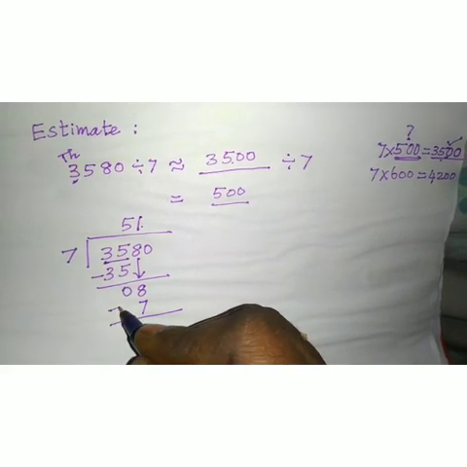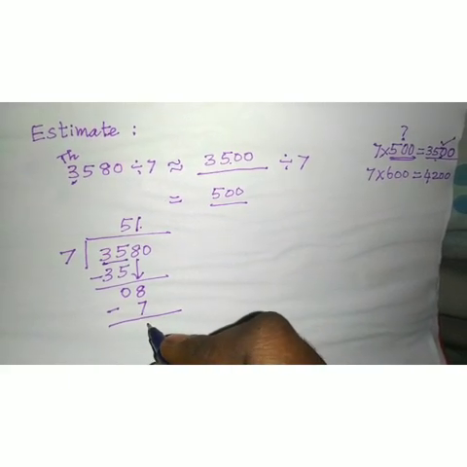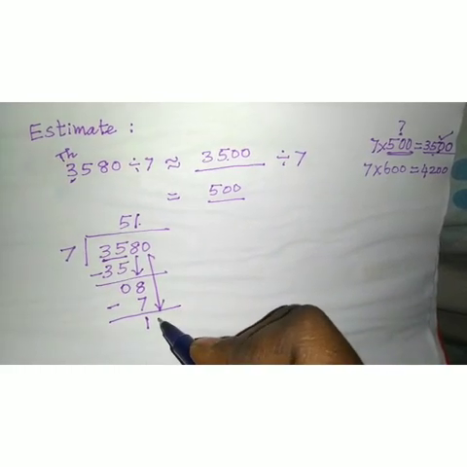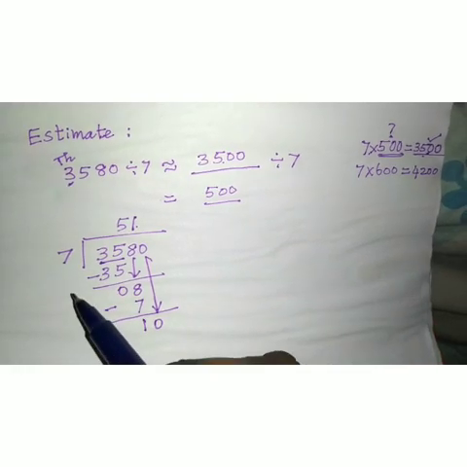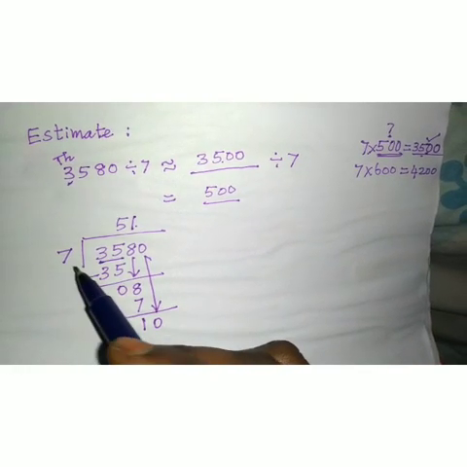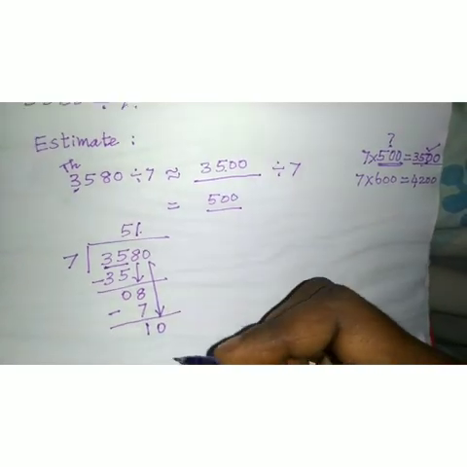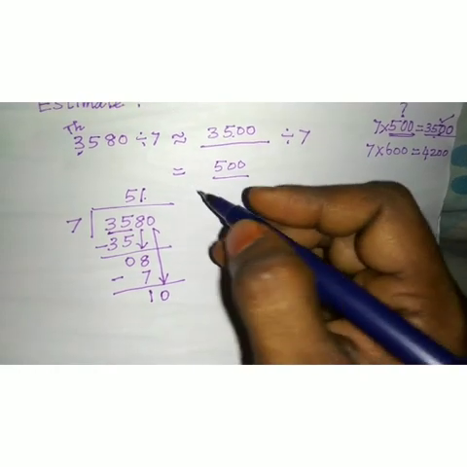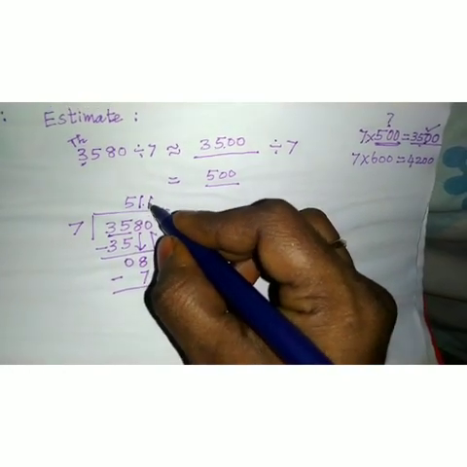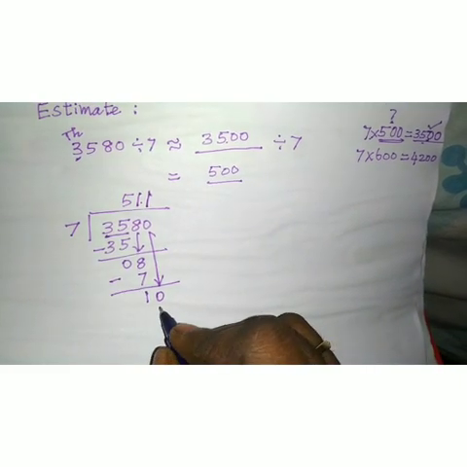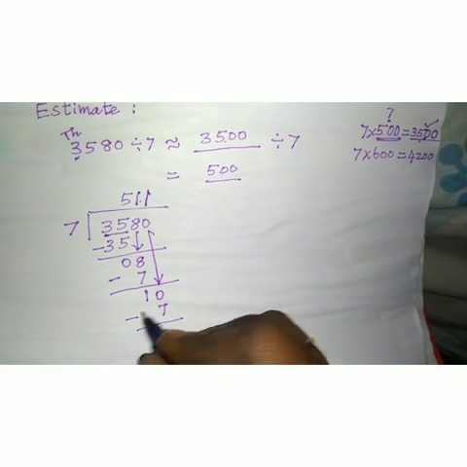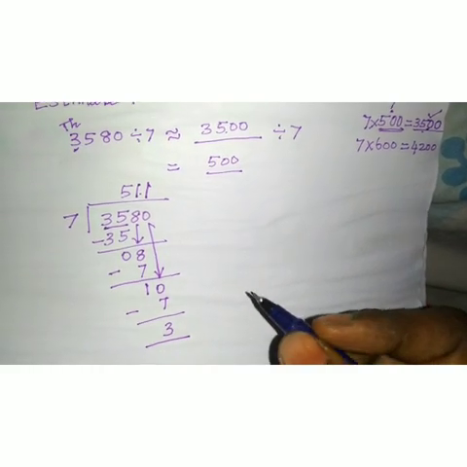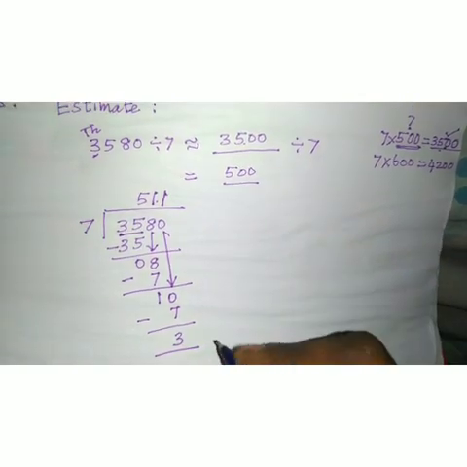So subtract these two: 8 minus 7 is 1. Now bring down this 0. Again, this 10 is greater than 7. So you can say the table: 7 ones are 7, 7 twos are 14. 14 is greater than 10, so you should not take 7 twos. You have to consider 7 ones only. 7 ones are 7. Now subtract these two values: 10 minus 7 is 3. Okay, so you got the remainder.